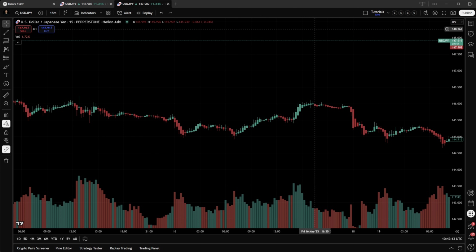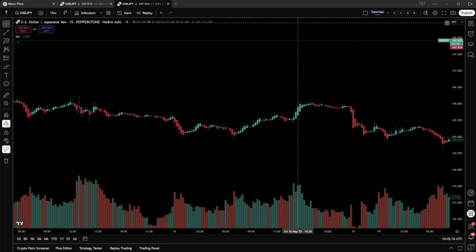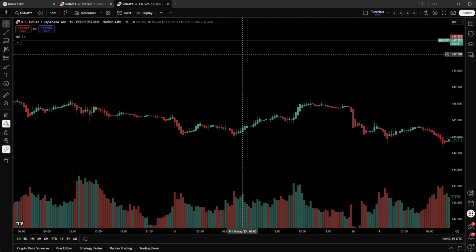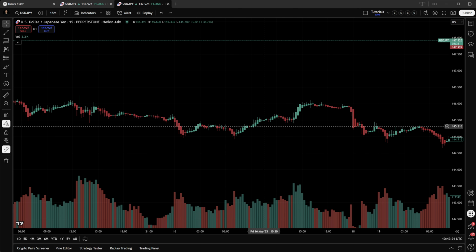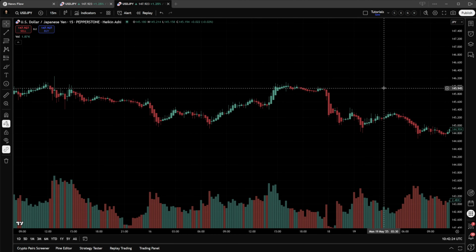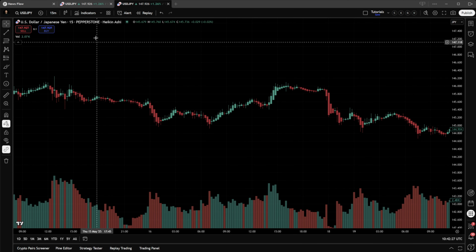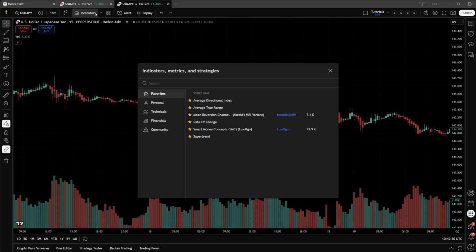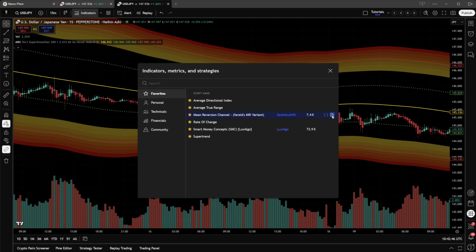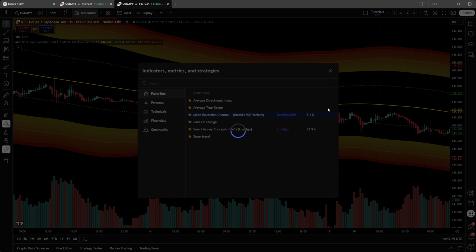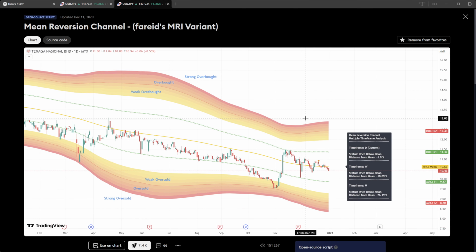You can see here I've pulled up the US dollar, Japanese yen 15-minute chart, and we are seeing Heikin Ashi candles just to show the trend a bit better. All you have to do to start using this indicator is go to the indicator section and look for the Mean Reversion Channel, Farid's MRI variant. It's the one with 7.4K stars on TradingView. You click on it and it will pull up that strategy. Before we look at it, let's have a look at the documentation.